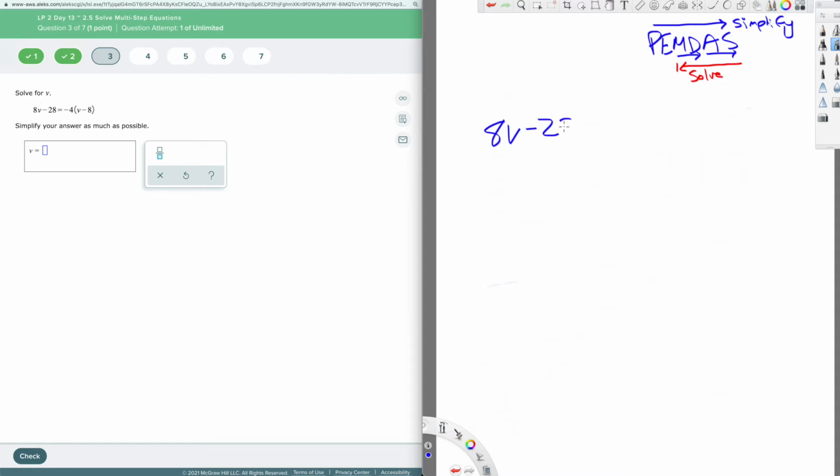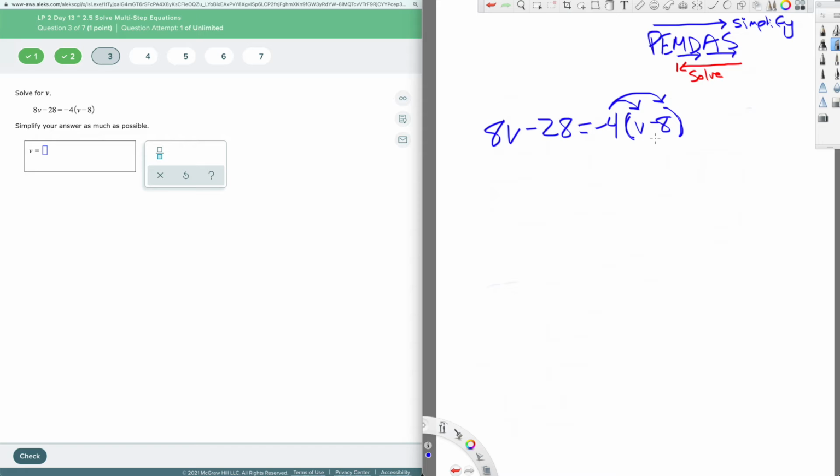So -4 times (v minus 8). All right, I remembered my negative this time. Same thing: now this whole side is being multiplied by -4, but if I divide by -4, I have to remember it's both pieces divided by -4. So that one can be a little bit more difficult. So I'm going to go ahead and stick with the distribution here.